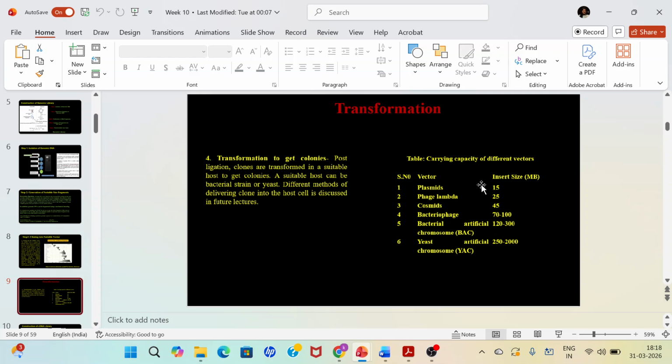So this is the table that is showing the carrying capacity of different vectors, that is, how many MB is the carrying capacity of different vectors. Okay.